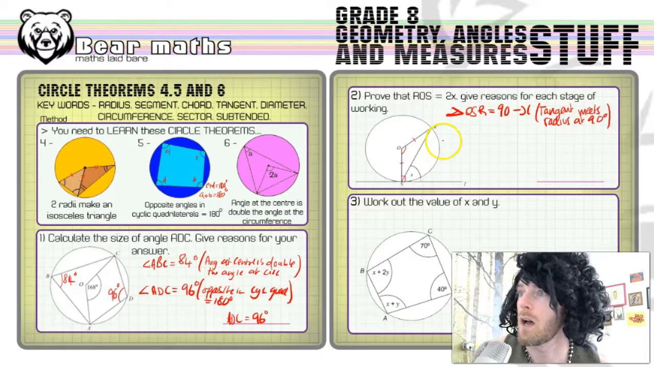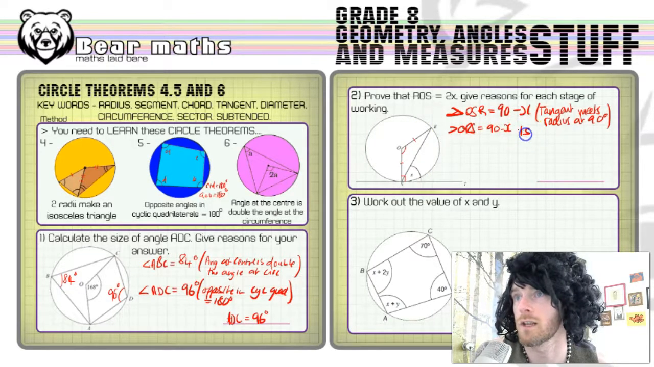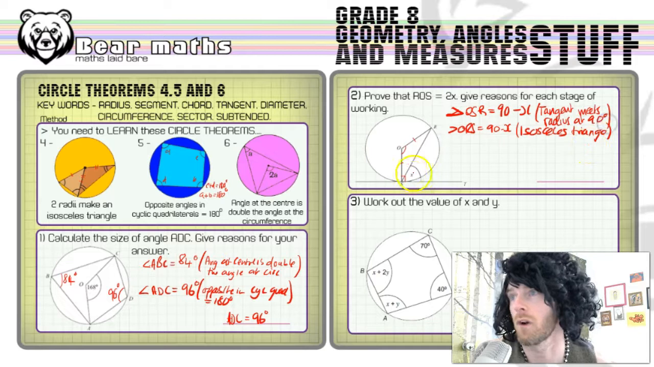Okay, then we can say that angle ORS equals 90 minus x as well. That's because of the isosceles triangle fact: these two base angles will be the same. Now this angle, this angle, this angle, all three will add up to 180. Then we're going to take away these two angles to give us this missing angle.